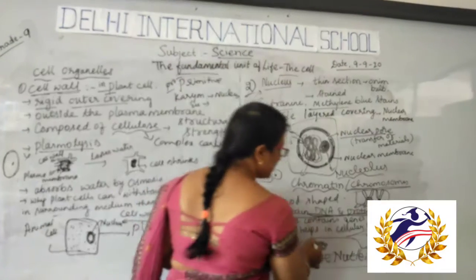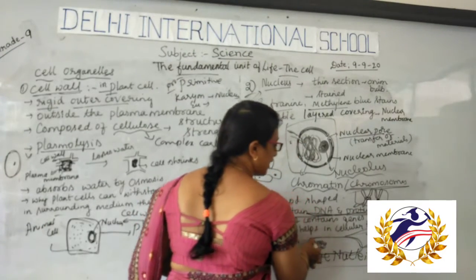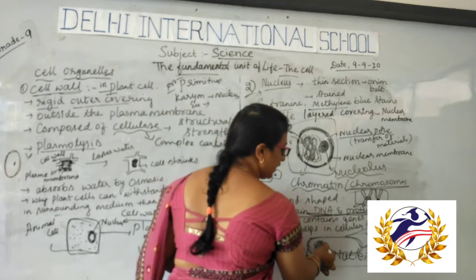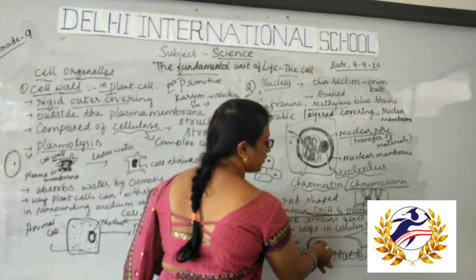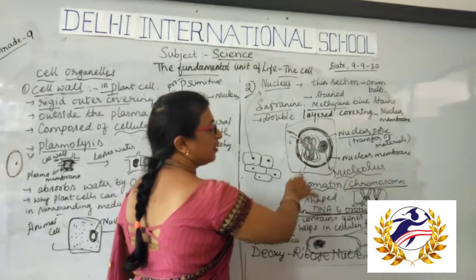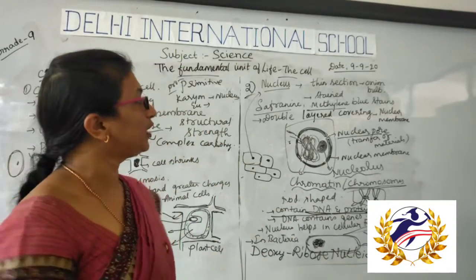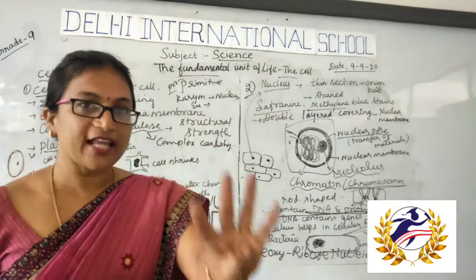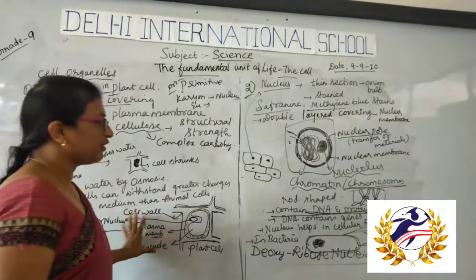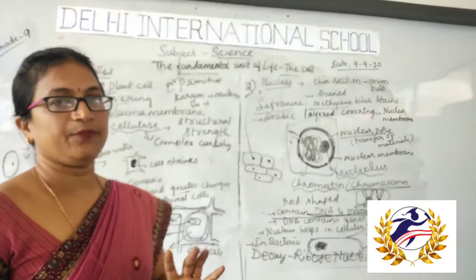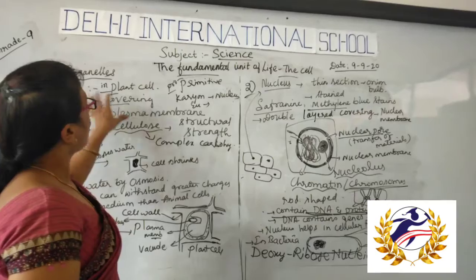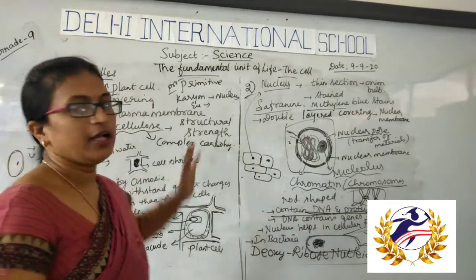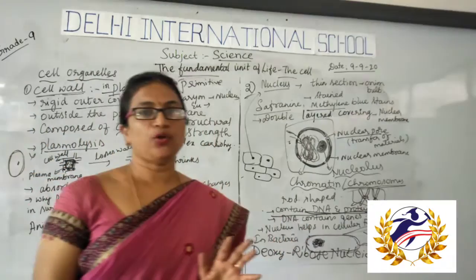For example, this is the structure of bacteria, which is called a prokaryote, which contains a chromatin network which is not well organized like this. Okay, so this is about the difference between prokaryote and eukaryote, and the difference between the plant cell and animal cell. And we have seen the cell organelles such as cell wall and nucleus. This is all about today's class.